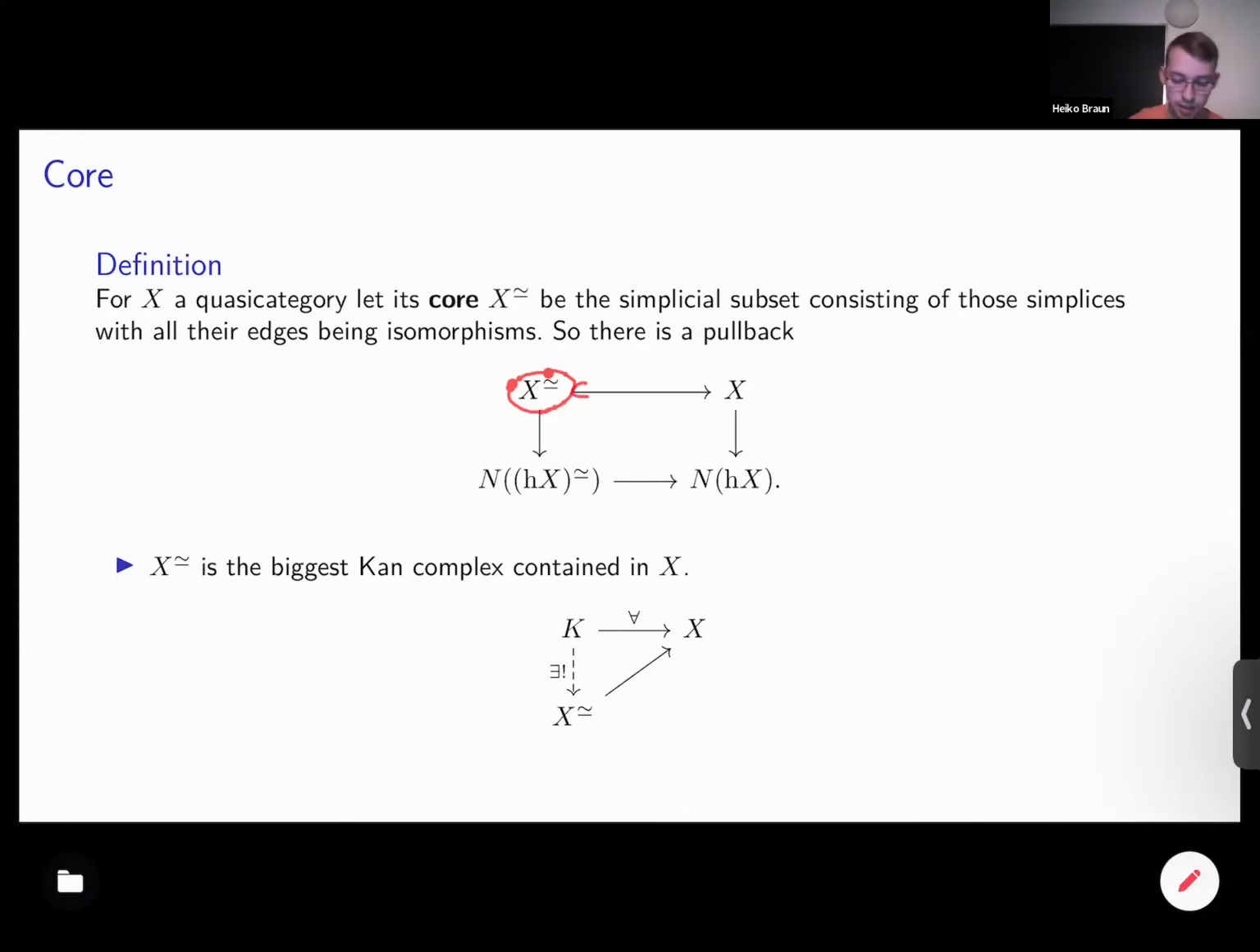But in total, this has the description: it's just a subset of X, and it consists of all the simplices such that all the edges of those simplices are isomorphisms. Okay, and another description of this: it is the biggest Kan complex contained in X. By Joyal's lifting theorem, it is actually a Kan complex because we only need to check that edges are isomorphisms. And then any map from a Kan complex factors through this X core.